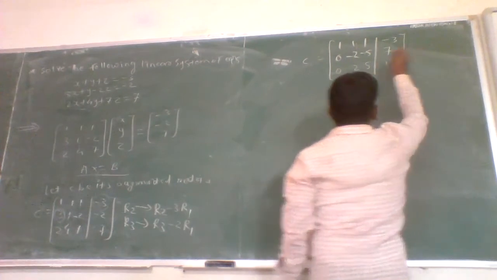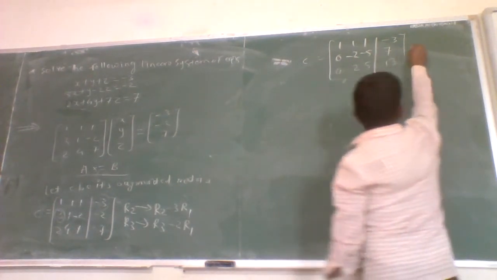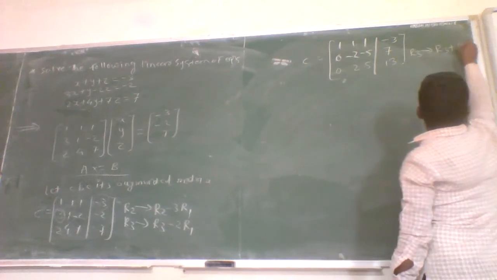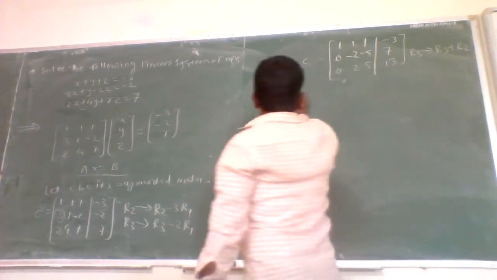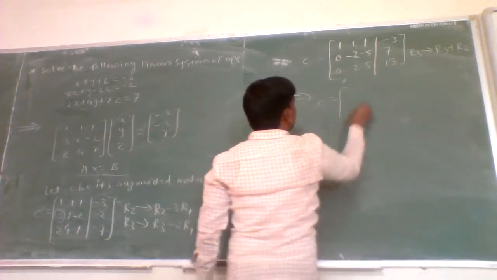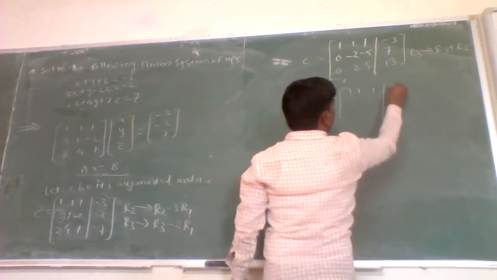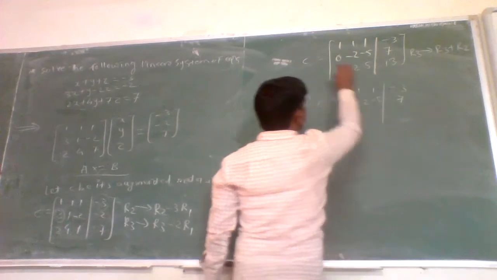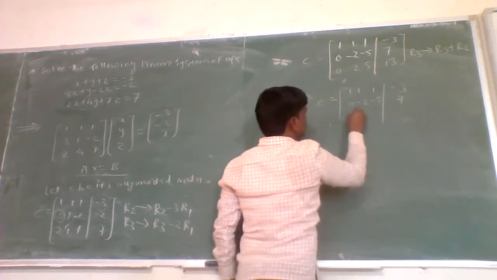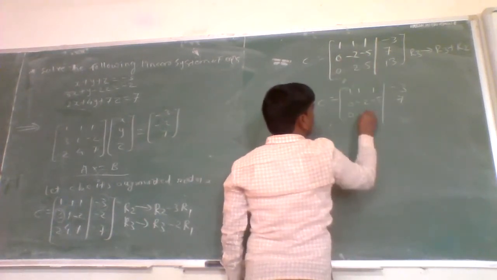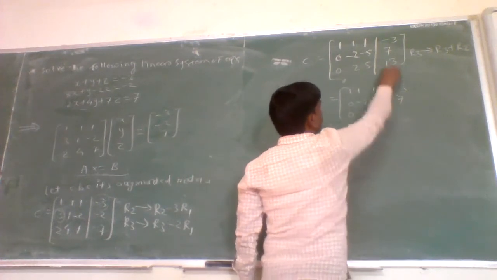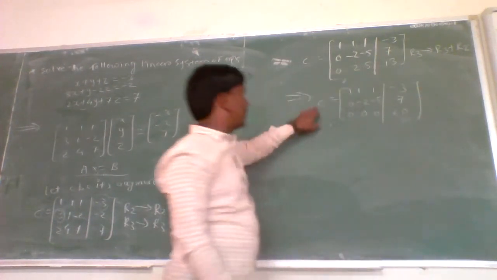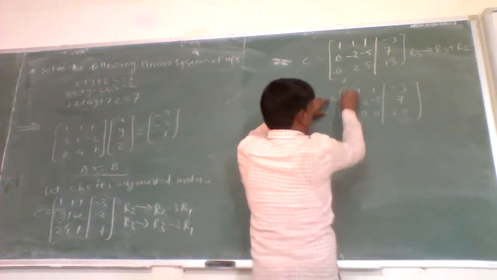Now change the third row: R3 changes to R3 plus R2, which implies matrix C is nothing but 1, 1, 1, minus 3; 0, minus 2, minus 5, 7 as it is. Now we have to add the second row to the third. 2 minus 2 is 0, 5 minus 5 is 0, 13 plus 7 is 20.